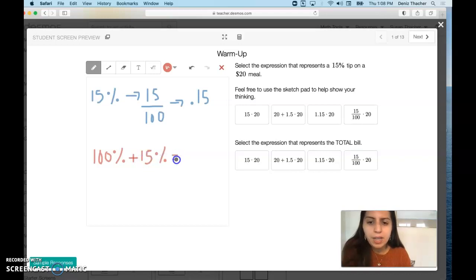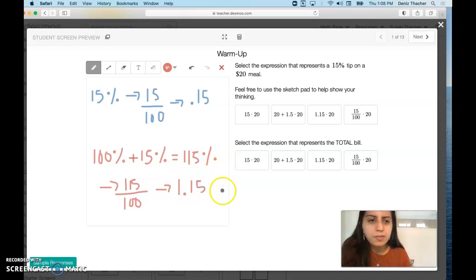When I add 100% and 15%, I get 115%. Again, just like 15%, 115% can be written as a fraction. It can be written as 115 over 100 because all percents are out of 100. It can also be written as a decimal by dividing by 100, or moving the decimal 2 places to the left, which is the same thing as 1.15.